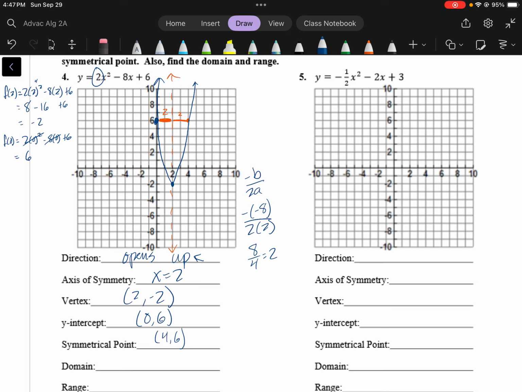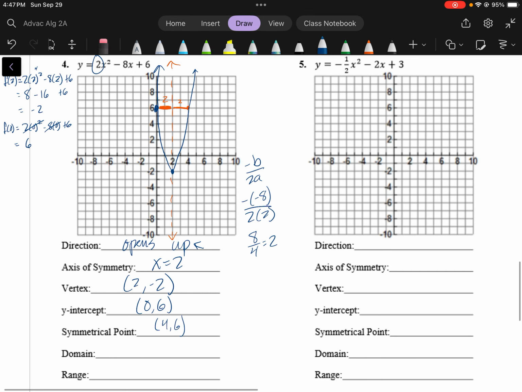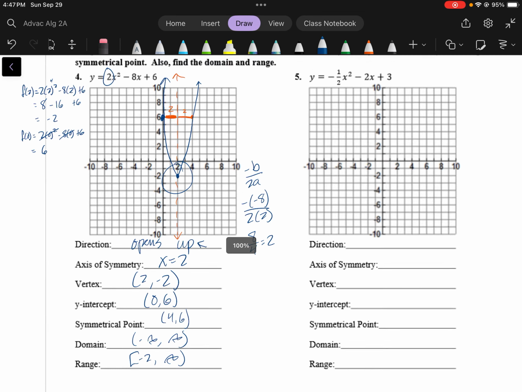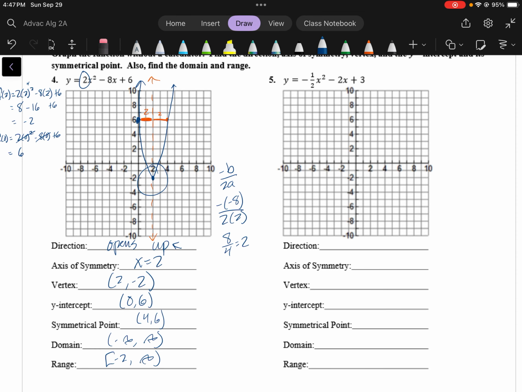So the last thing to do would be the domain and the range. Domain is always -infinity to infinity. And then the range would be the minimum, which is at -2. So -2 to infinity, and we are done. Okay? And we are done.